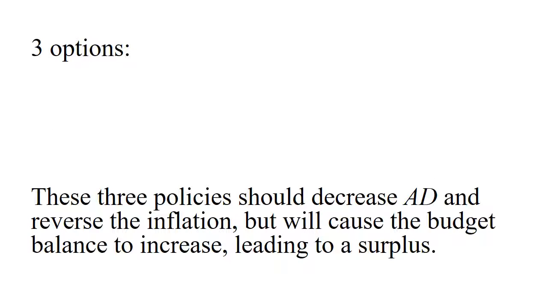Let's go through the options for contractionary fiscal. Contractionary means that AD is shifting which way? To the left, it's decreasing. This is all intended to get us out of our inflationary gap. So what would we do to taxes to make AD decrease? If you raise taxes, that cuts into disposable income. People have less to spend, so aggregate demand will decrease.